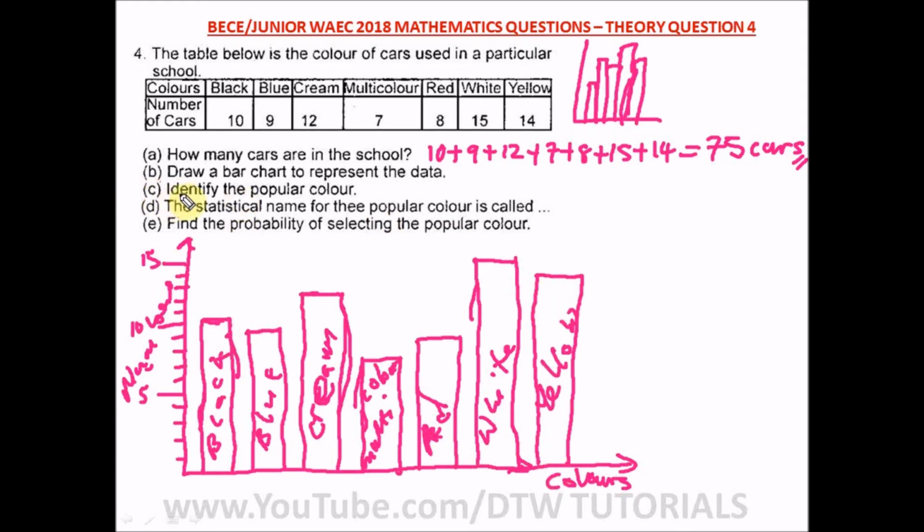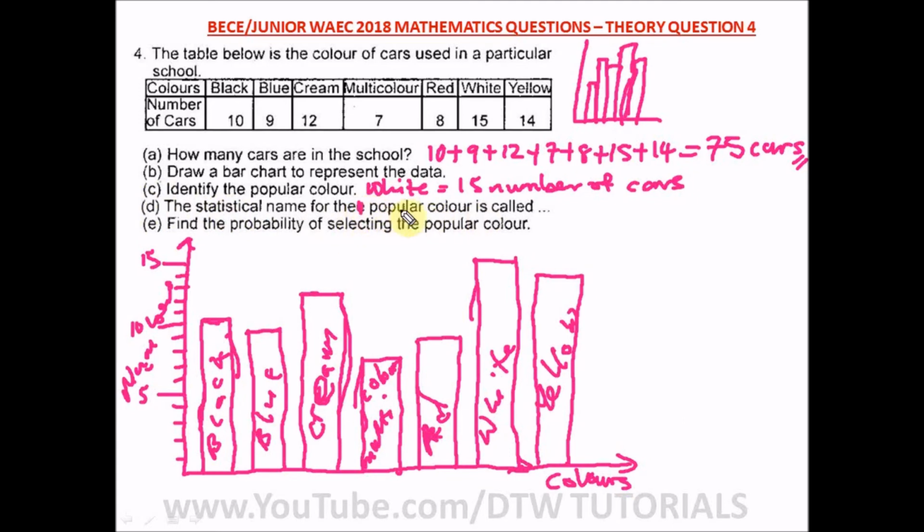Now question C says identify the popular color. Definitely the popular color is white, so you just write here the popular color is white, which is equal to 15 number of cars.